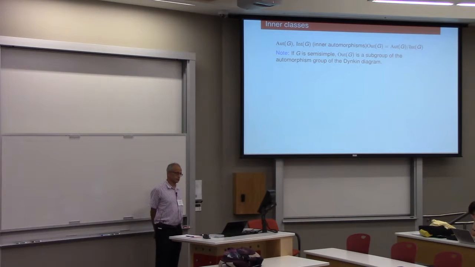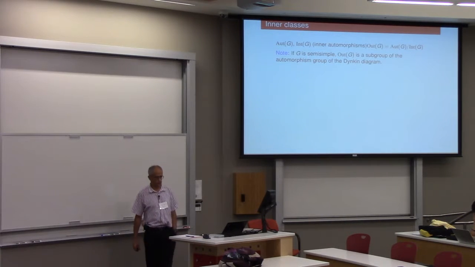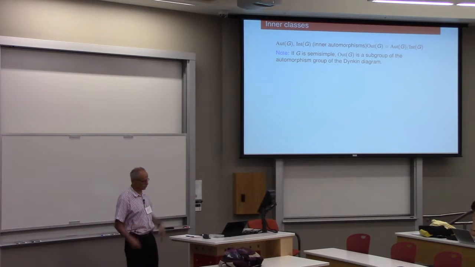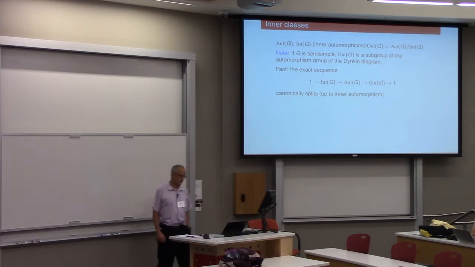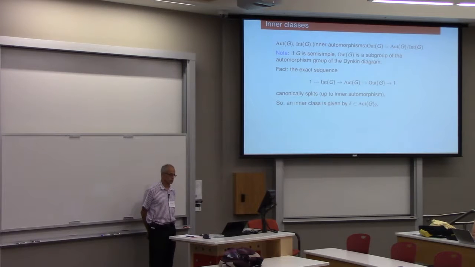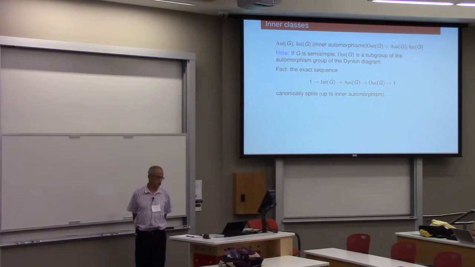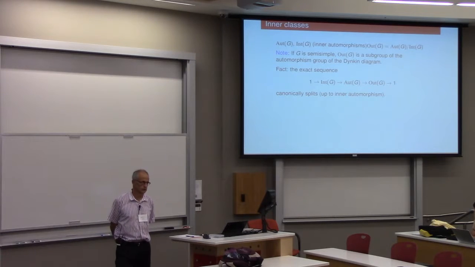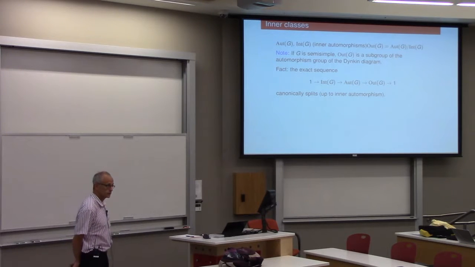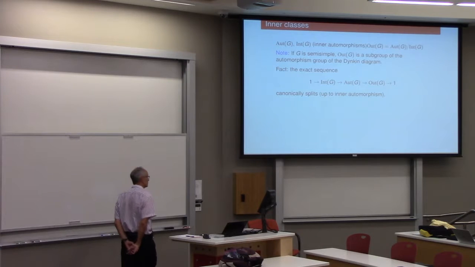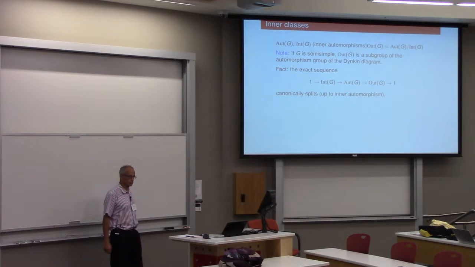For thinking about these things, it's always helpful to remember that if G is semi-simple, then this outer automorphism group is a subgroup of the automorphism group of the Dynkin diagram, which cuts it way down and makes it comprehensible. Now, it's only a subgroup. It may not be the whole automorphism group. We have this exact sequence, and the beautiful thing is that this canonically splits up to inner automorphism. And I was thinking about this the other day. For an arbitrary group, that seems like a really strong condition. I think it's very rare for this sequence to split. It really uses a lot of the structure theory of reductive groups. So anyway.